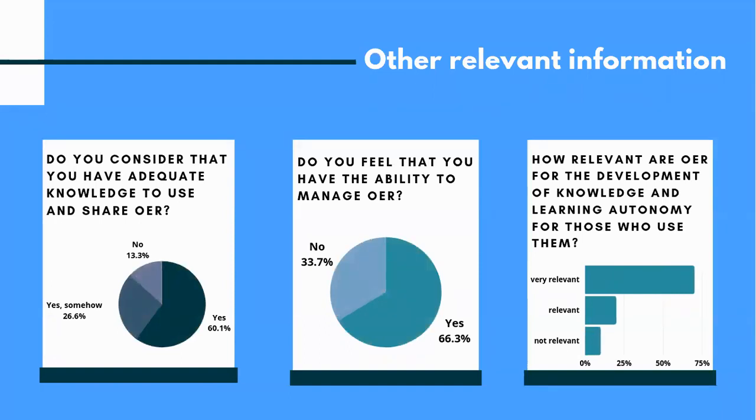Other relevant information: we asked them about their perceptions on how they can use their ability to manage and if they feel like these resources are in some way relevant to the development of knowledge and learning autonomy for those who use them. So, in the first question, we asked, do you consider that you have adequate knowledge to use and share OER? Most of them said yes or yes somehow. When asked if they feel they have the ability to manage OER, most of them said yes. About the relevance, the majority of respondents agreed that the OER are very relevant to the development of knowledge.